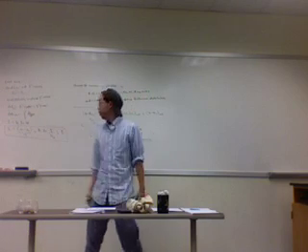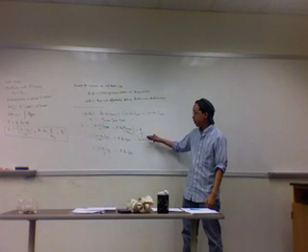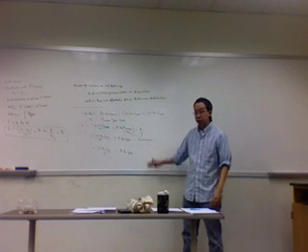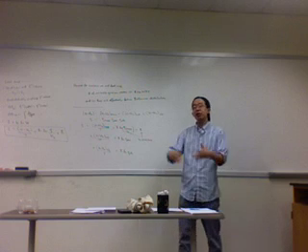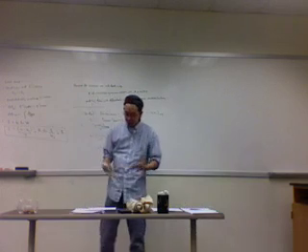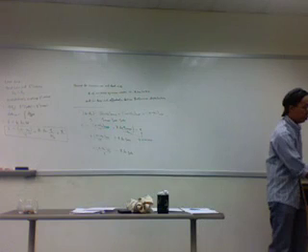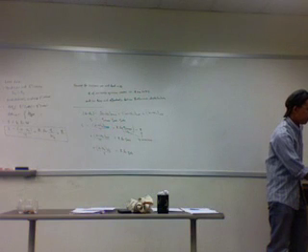Okay, then. What we're going to do now is calculate translation, rotation, and vibration separately for a molecule, and then see how well it works compared to the third law. We're going to do this for carbon monoxide. So what we're going to do is start with translational entropy.